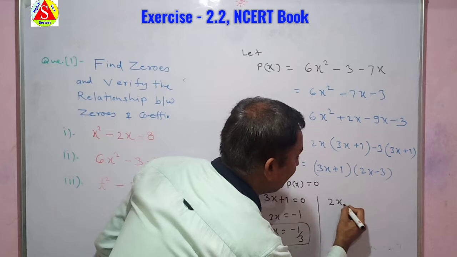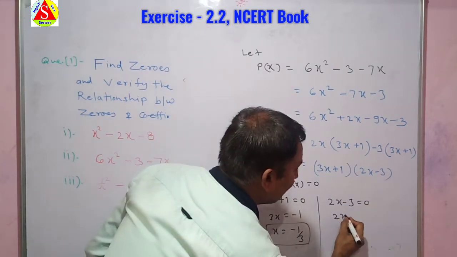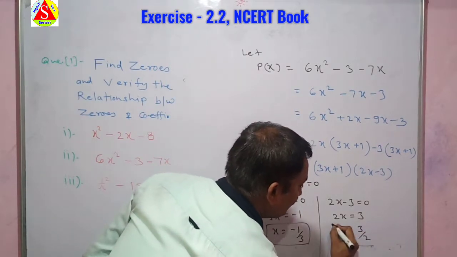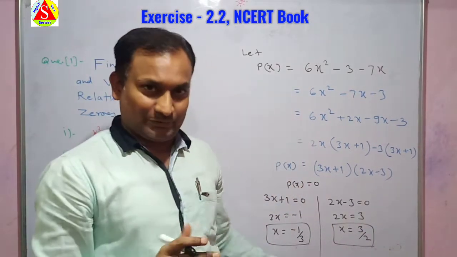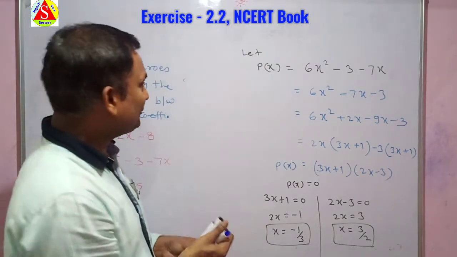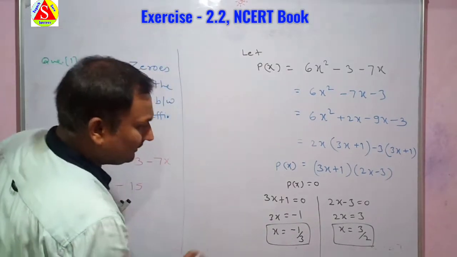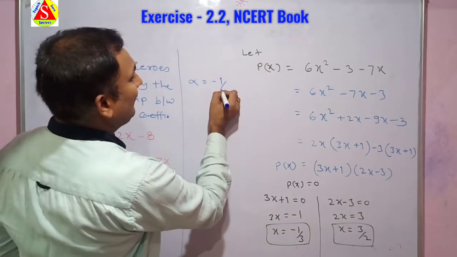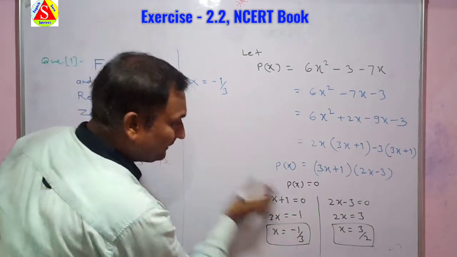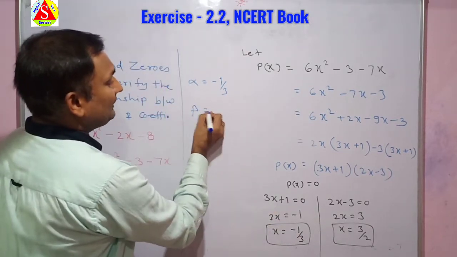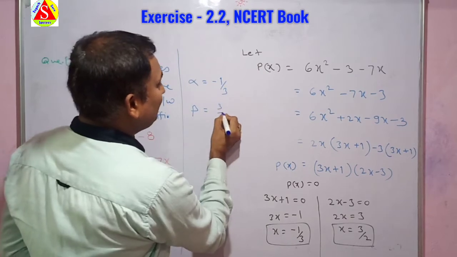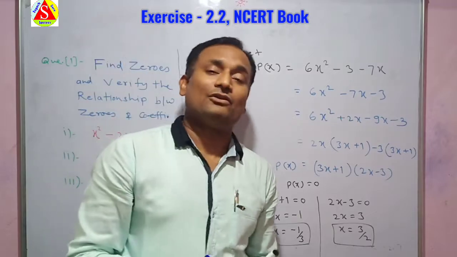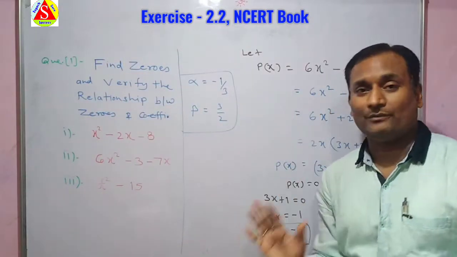Similarly, when we equate 2x minus 3 equal to 0, we have 2x equal to 3, or x equal to 3 by 2. So this is our second zero. Let the first zero be alpha, and it is given by minus 1 by 3. Similarly, let the second zero be beta, and it is given by 3 by 2. So dear students, here we have found the zeros of the given polynomial.